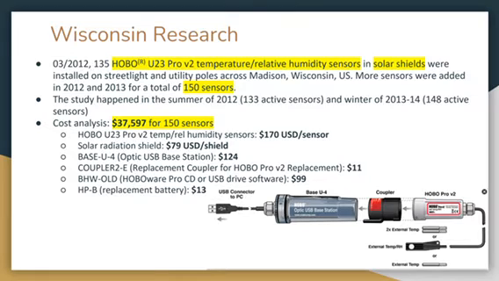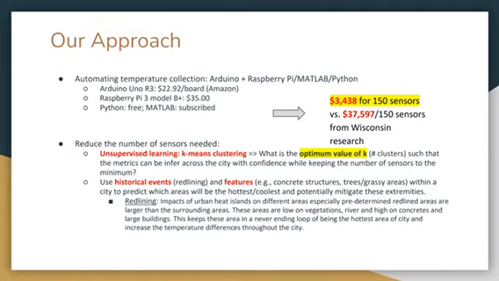The first solution our team proposed is to use the microcontroller Arduino, coupled with software such as Raspberry Pi, MATLAB, and Python to automate the collection of air temperature. As we can see, for 150 sensors, our approach only costs $3,400 as opposed to $37,000 of the Wisconsin research. That's 1/10 of the cost. Plus, our approach only requires labor at the installment stage, hence meeting the requirement of reduced labor.